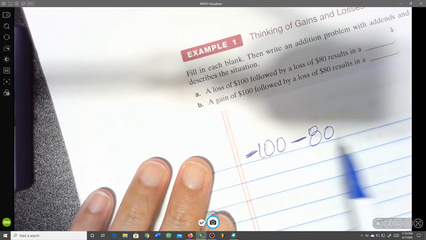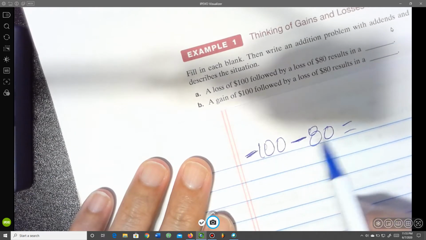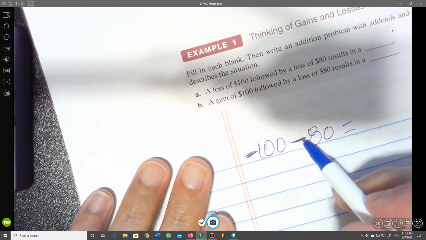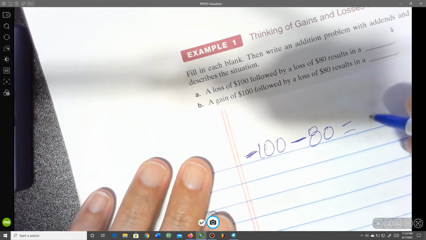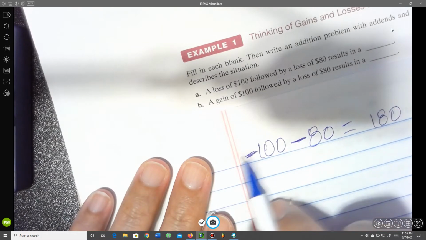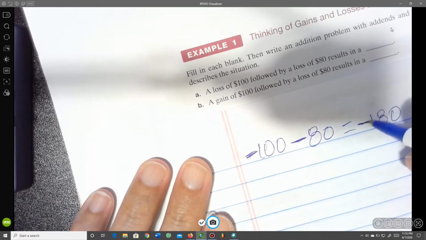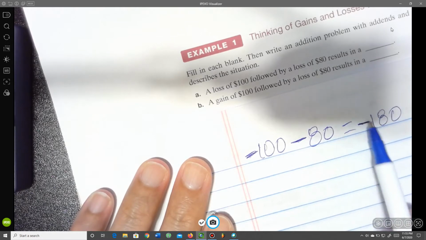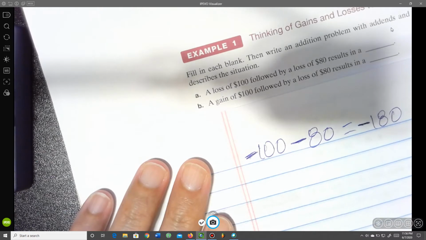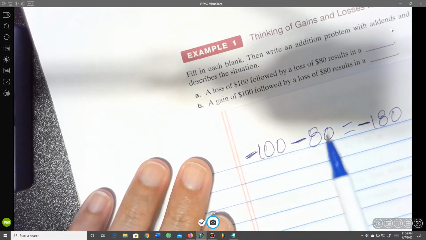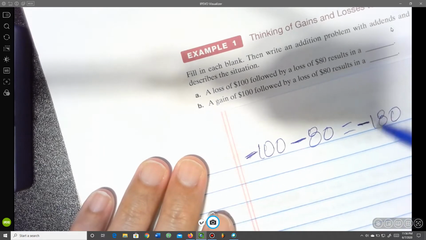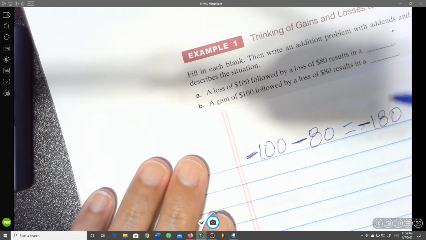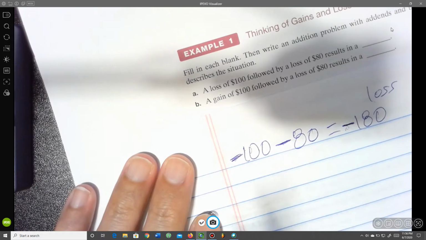Well, if you add them up, I'm gonna go ahead and add them up. And this is a good trick. When you have two negative values, you add them up. That's 180. And then keep the sign. That's the way I like to say it. If you have two negative values, add them up, keep the sign. All right. And so I can see that that's a loss. So the answer here is results in a loss, right? In a loss.